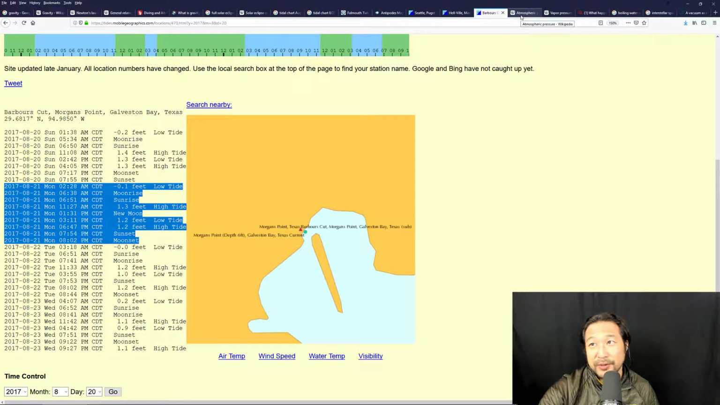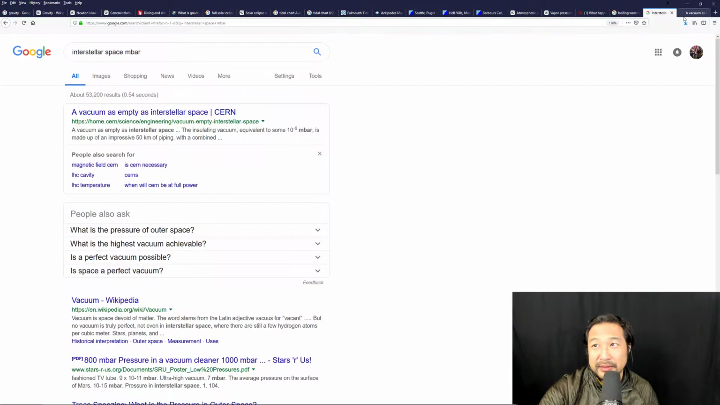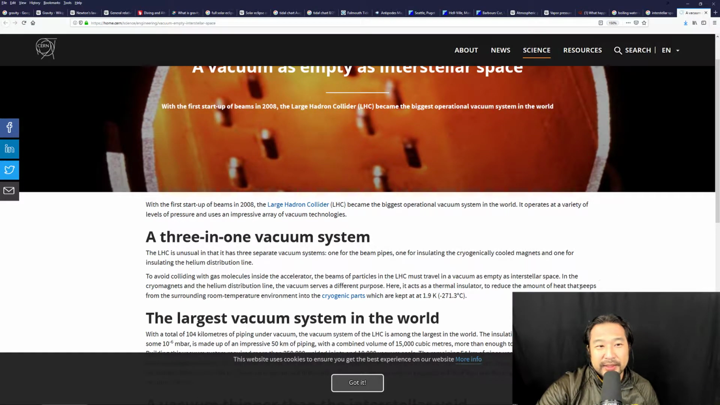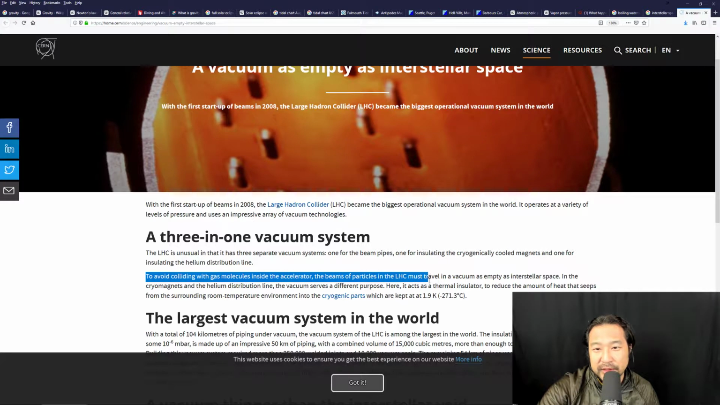Okay. So, what's interesting about gravity and space is the whole thing about what they have with space, and NASA points it out, and so does CERN. If you go to home.cern, science, interstellar space, it says a vacuum as empty as interstellar space. So what they're saying is, to avoid colliding with gas molecules inside the accelerator, the beams of particles in the Large Hadron Collider must travel in a vacuum as empty as interstellar space. So they're able to create something similar so they can run their experiments. The largest vacuum system in the world is what they say.